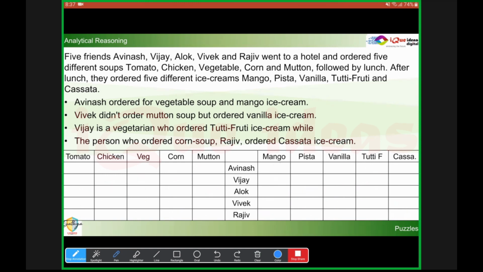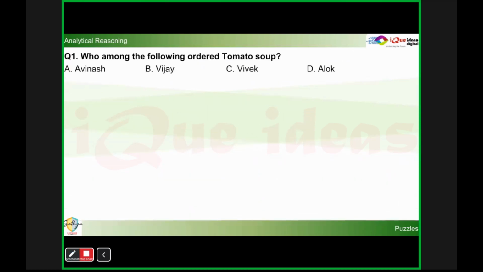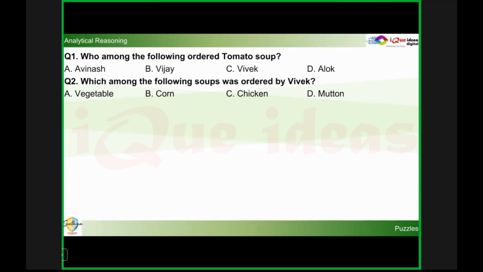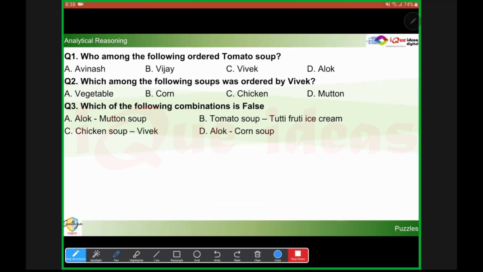Right. So the questions should be easy to solve. Who ordered tomato? Which soup was ordered by Vivek? Which combination is false? So now you have to be careful. In such a question, it is easy to make a mistake. They are asking you which one is false.